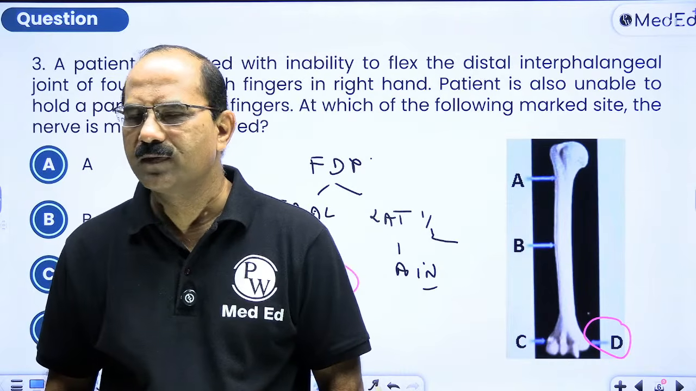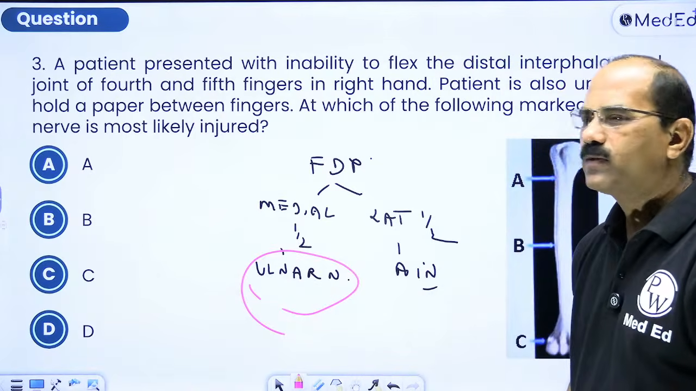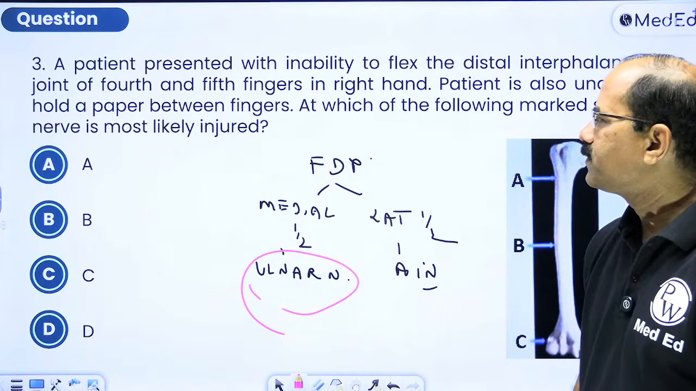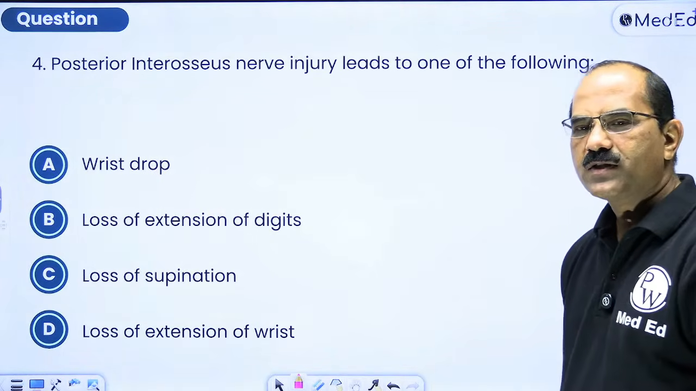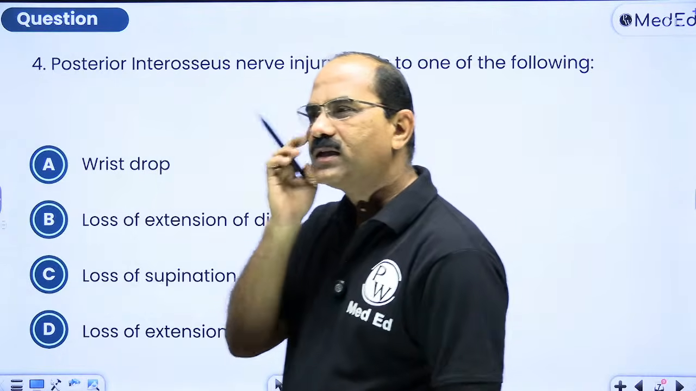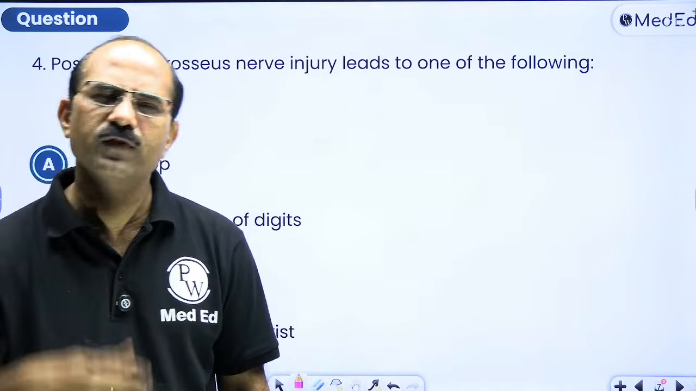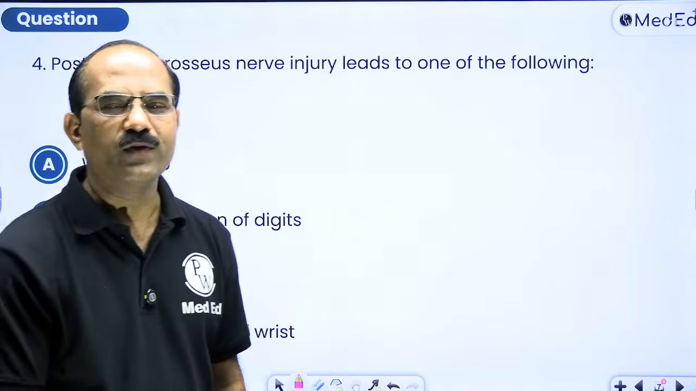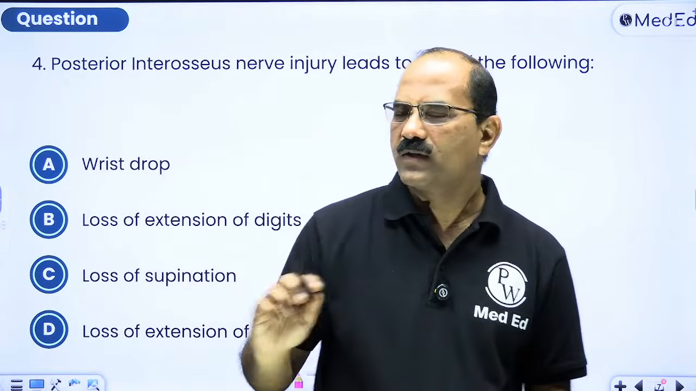I'll proceed. Okay, fine. So that's the third MCQ. Now coming to the next MCQ, the fourth one. Okay. Posterior interosseous nerve injury leads to one of the following. बच्चों बोलो, posterior interosseous nerve is a branch of what? Posterior interosseous nerve is a branch of which nerve? It's a branch of radial nerve. Branch of radial nerve. So इसका आंसर क्या होगा?